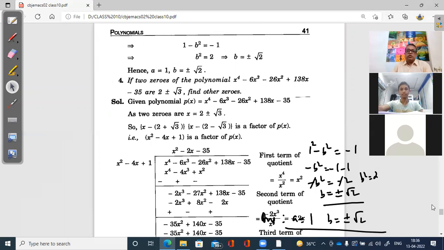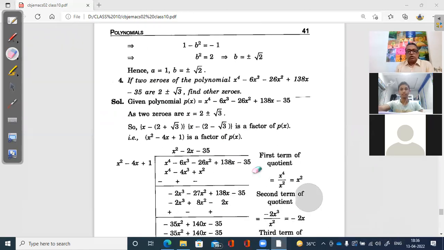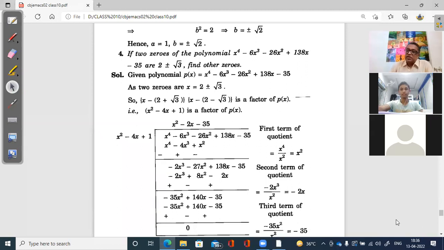Okay, so this is a similar question. You had asked that 2 zeros are given, and the other 2 zeros have to be found. You had asked me to explain again. So this is a very similar question. 2 zeros are given. We have to find the other 2 zeros. Okay, so I will explain this. This is the same type of question we did last time in the exercise.